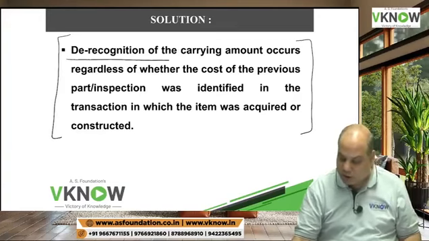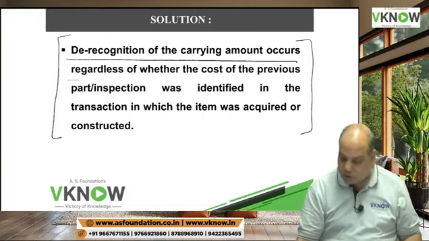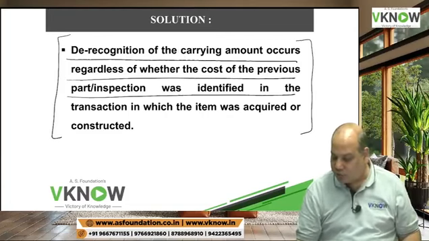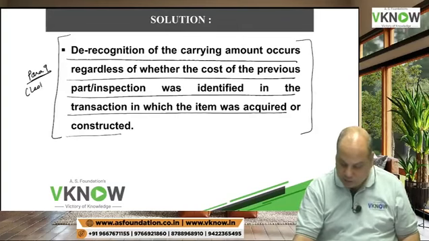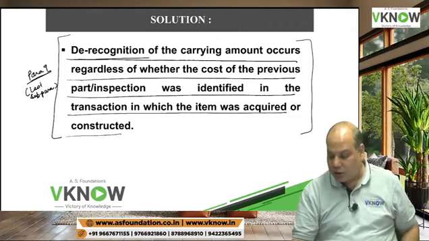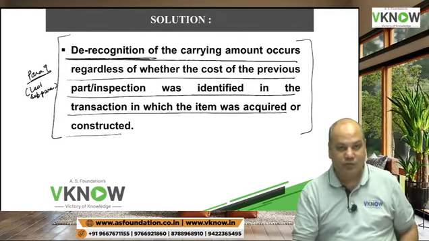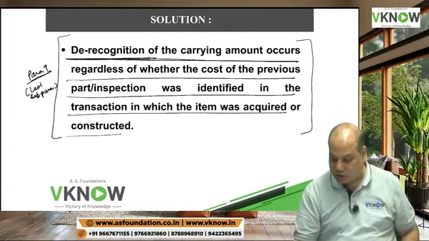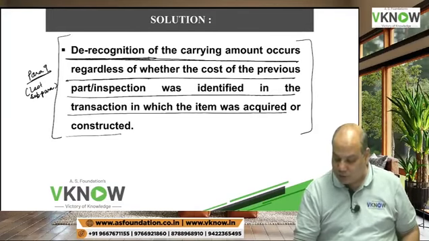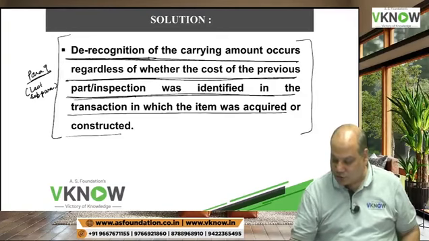This paragraph is printed in your book also. In case you are a lazy fellow and don't want to write, this is in paragraph 9, last part, last subpara. You can just underline it there. If the part which is replaced can be identified, well and good, derecognition of the carrying amount occurs. Even if it is not identified, we have to derecognize the carrying amount of the part which has been replaced.